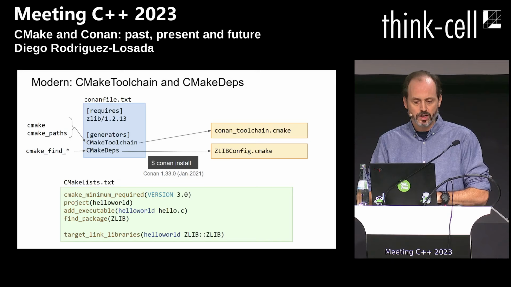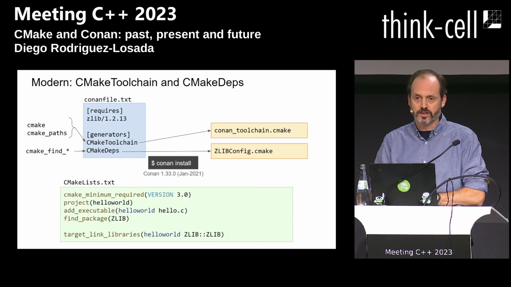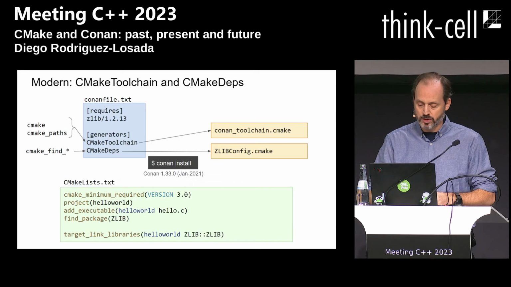We moved those generators, CMakeDeps and CMakeToolchain, into two clear generators where the responsibility is very decoupled. The CMakeToolchain generates a modern CMake toolchain with the definition of the compiler and our toolchain, and the CMakeDeps creates the files necessary to find my dependencies. With these two files, we achieve a fully transparent integration with CMake without needing to modify any of our CMakeLists at all.